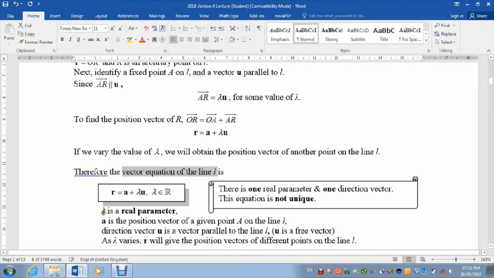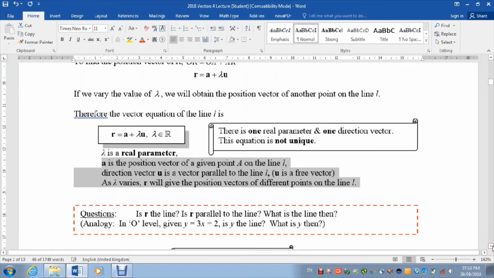Where lambda is any real number, A is the position vector of a given point on the line, and U is a direction vector, which is parallel to the line. So all in all, R is something that will give us the position vector of all the different points on the line. And so we also call this R equals to A plus lambda U the vector equation of line L.